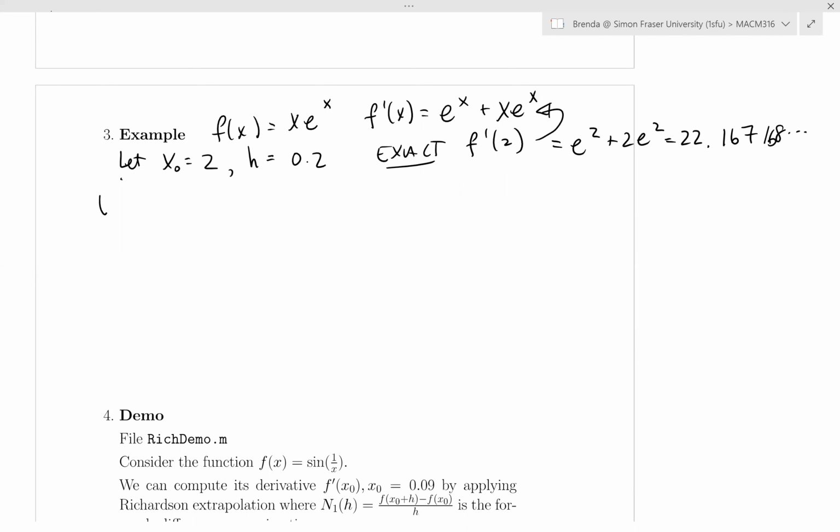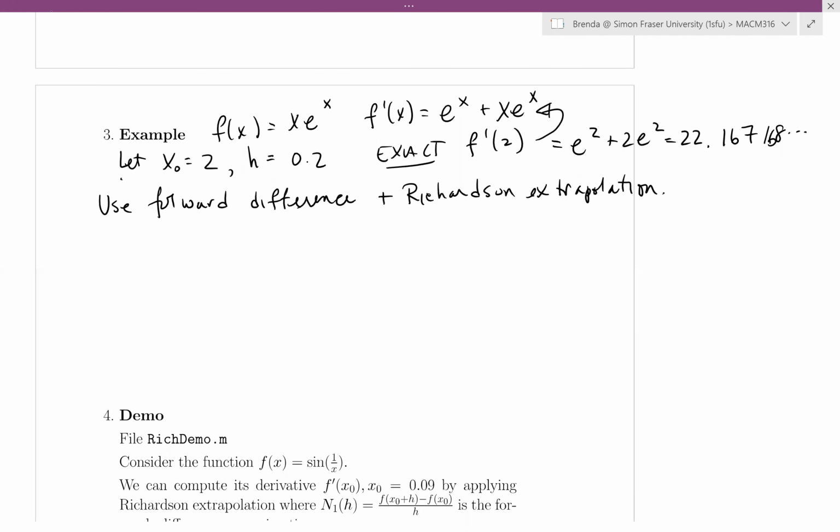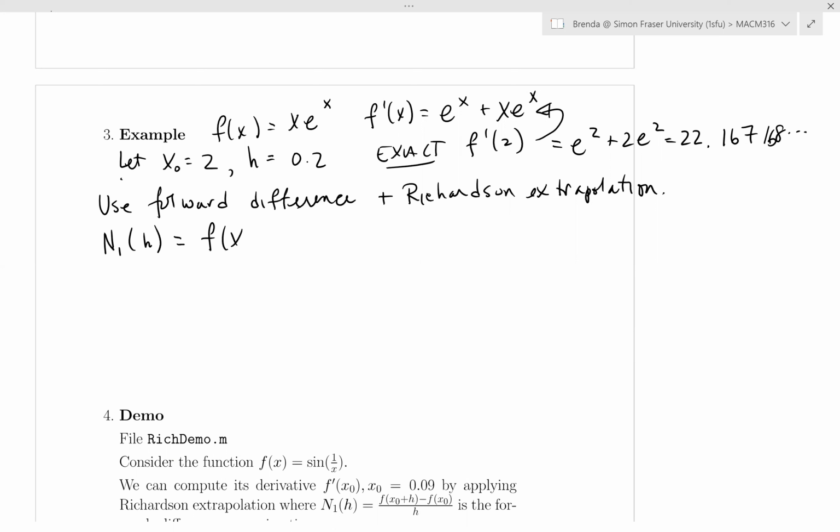Okay, we're going to use the forward difference method for numerically differentiating, and then we're also going to use the Richardson extrapolation and see what happens. Okay. So we are going to calculate N1 of H. This is our first approximation to the derivative. And we do that like this: f at x naught plus H minus f of x naught, over H.